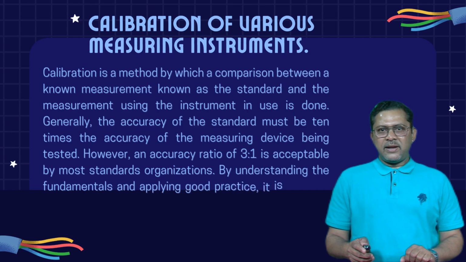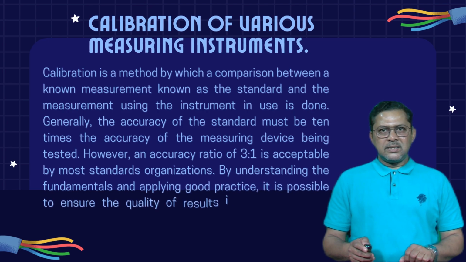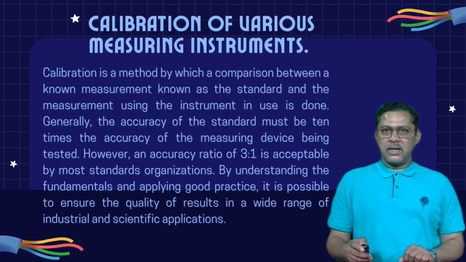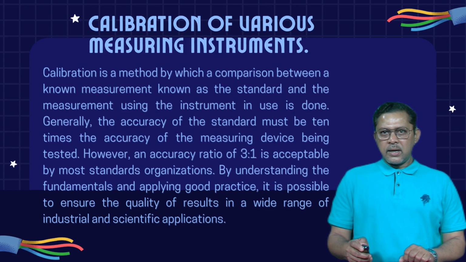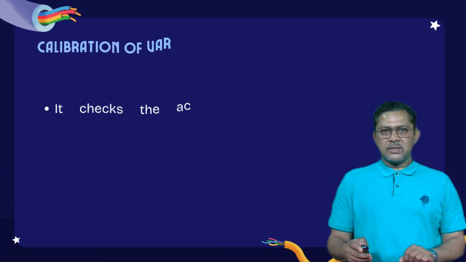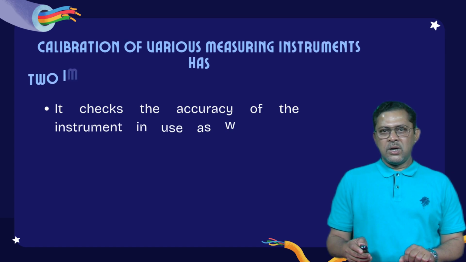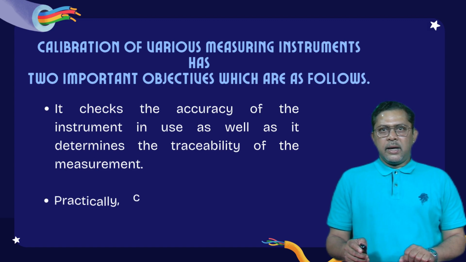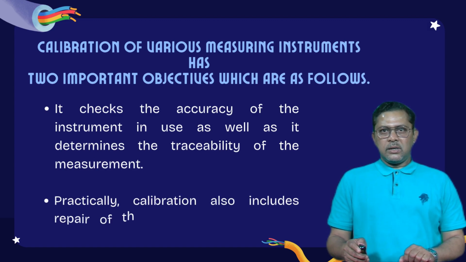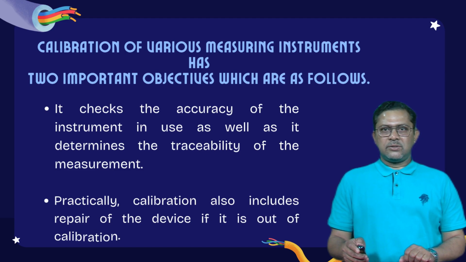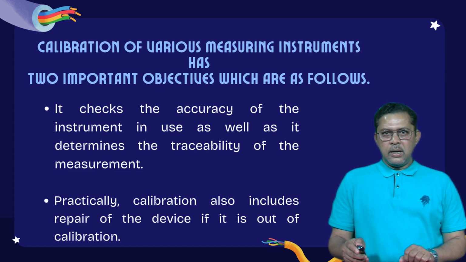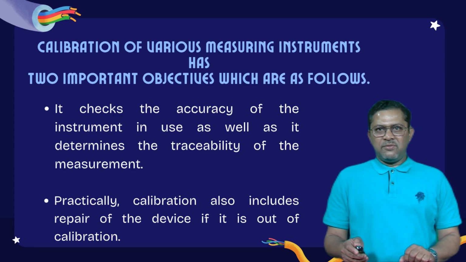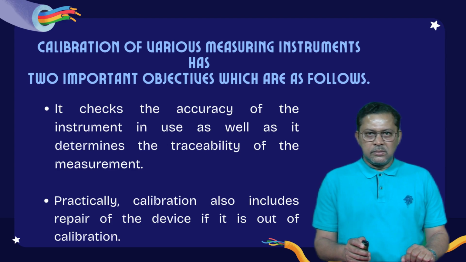By understanding the fundamentals and applying good practice, it is possible to ensure the quality of results in a wide range of industrial and scientific applications. Calibration of various measuring instruments has two important objectives, which are as follows. Number one, it checks the accuracy of the instrument in use as well as it determines the traceability of the measurement. Number two, practically, calibration also includes repair of the device if it is out of calibration.